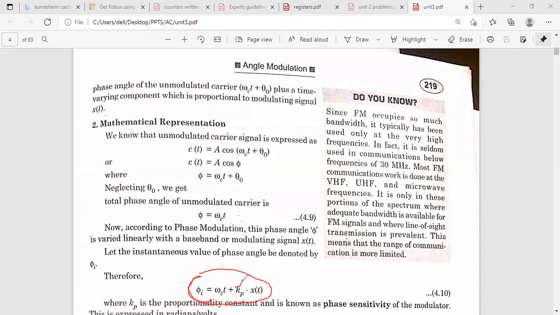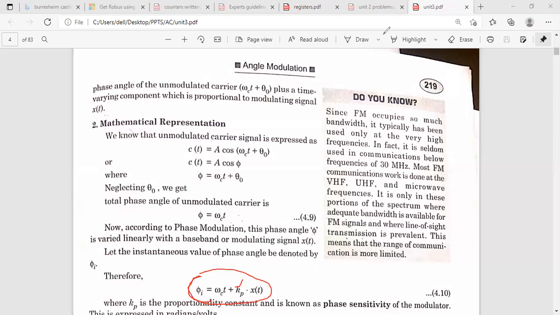Here kp is called the phase proportionality constant, x of t is the modulating signal, and omega c is the carrier frequency. Here the angle of the carrier will be varied with respect to the amplitude of the message signal. Right? So for phase modulation, you can write like this. For example, if it is frequency modulation, in a similar way, you can write omega ct plus kf, that is called the frequency proportionality constant, into x of t.